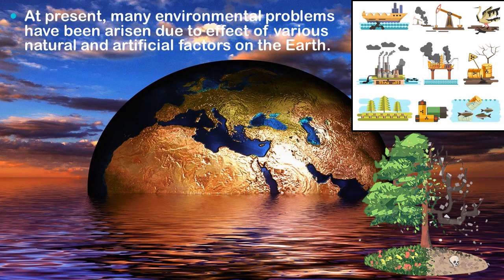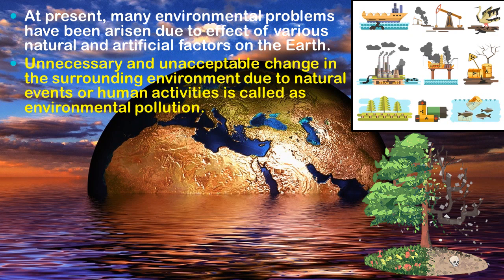Okay, now next topic. So students, at present many environmental problems have arisen due to the effect of various natural and artificial factors on the earth, and this we have just described in our previous slides. And environmental pollution is one of those main factors. Generally, contamination means pollution. So contamination means polluted, and the pollution of any material is its pollution.